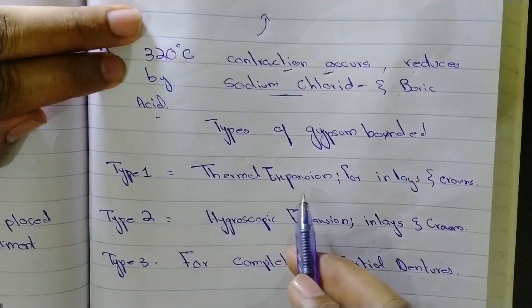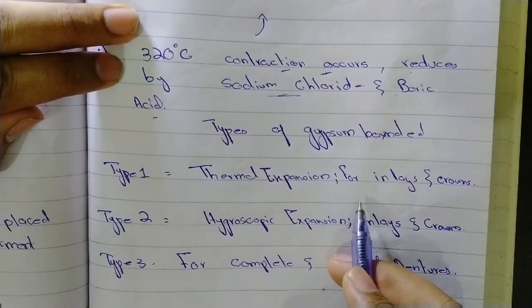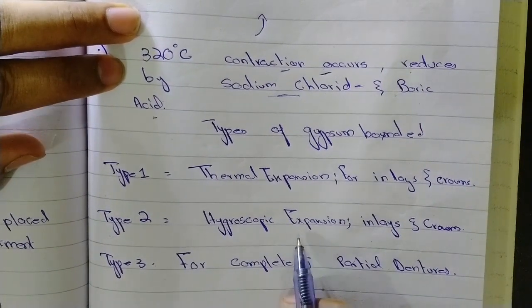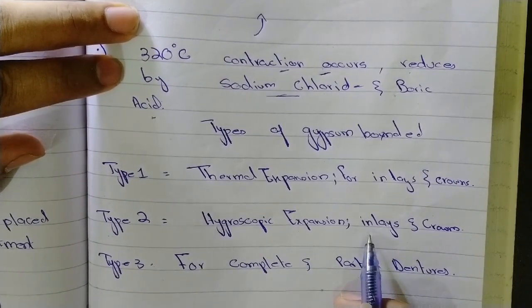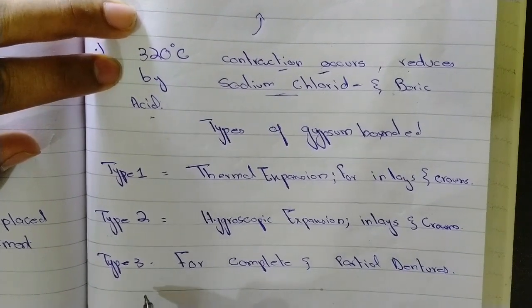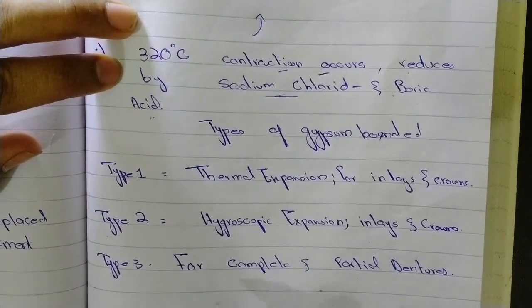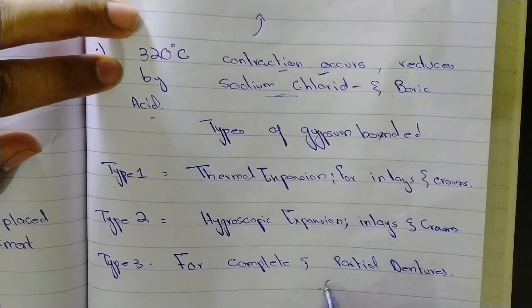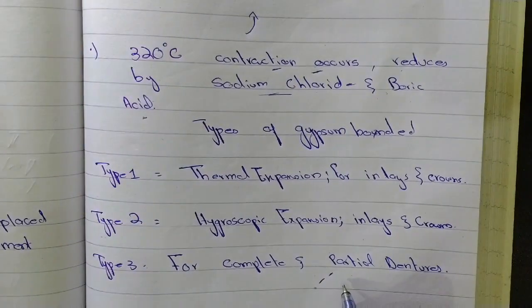Type 1 is thermal expansion, for casting inlays and crowns. Type 2 is hygroscopic expansion, used for casting inlays and crowns. Type 3 is for casting complete and partial dentures. Do memorize them from the OSPE point of view.